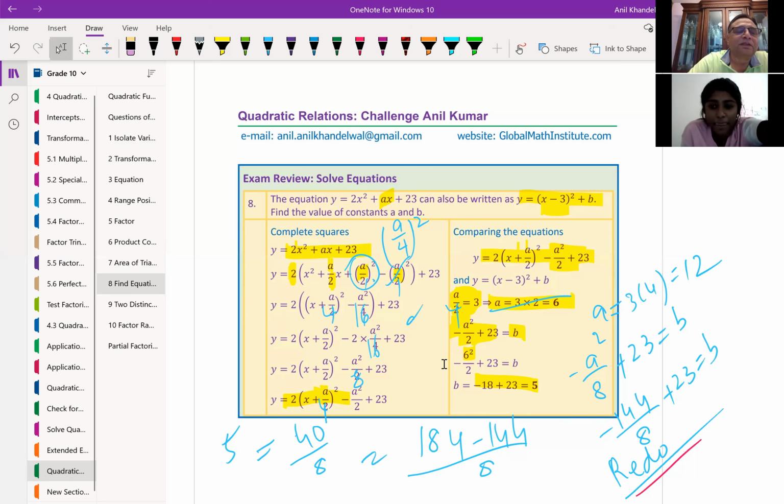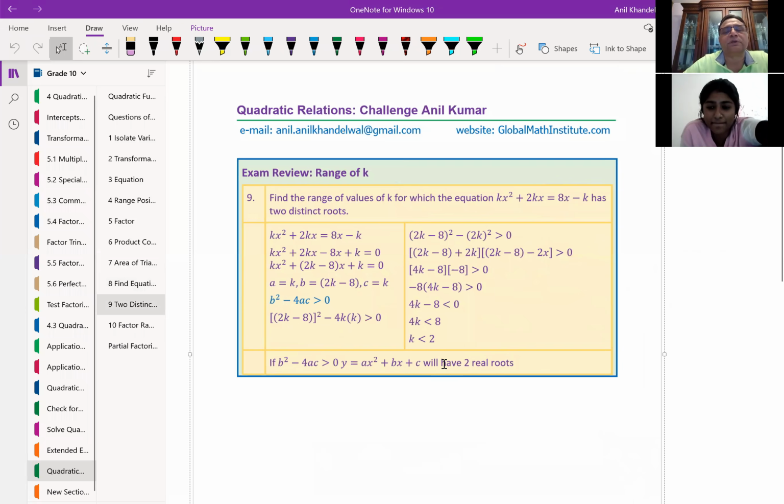Yeah, it looks okay. Let's take another question, which is question number 9. Find the range of values of k for which this equation, kx squared plus 2kx equals 8x minus k, has two distinct roots. How will you do it? So, like we said in the beginning, we use the discriminant, which is b squared minus 4ac.